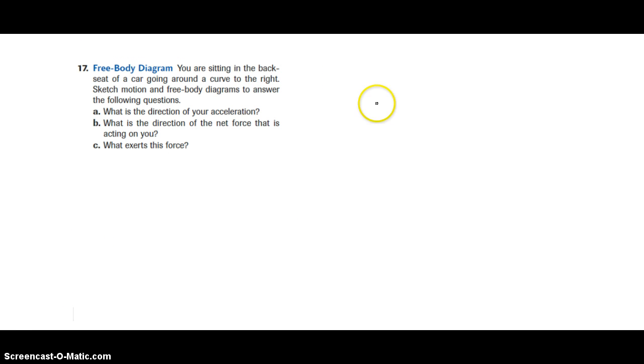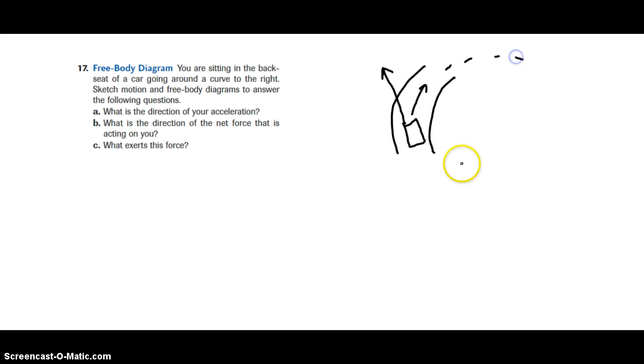For the second question, you're sitting in the back seat of a car going around a curve to the right. So if you're moving in the car and making this turn, your inertia is going to want to carry you in that direction, even though the car is pulling you to the right with it. So the direction of your acceleration, again, is to the center. The force is bringing you to the center. If you imagine this track being an entire circle, it's bringing you to the center of the circle at all times.